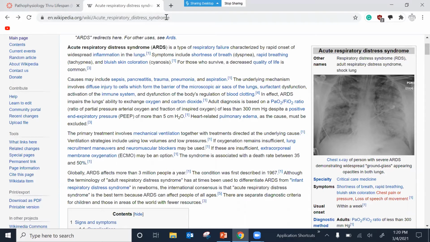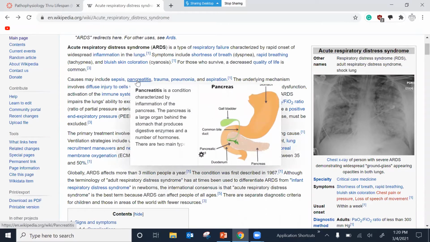The other thing that Wikipedia says is a common cause of ARDS is pancreatitis. I'm hovering to discover because I can't quite remember what the pancreas does. Pancreas is sitting there in your belly and it's doing stuff. It helps with digestion. It also helps with blood sugar control. Alcohol is the leading cause of pancreatitis. Pancreatitis is a leading cause of ARDS.